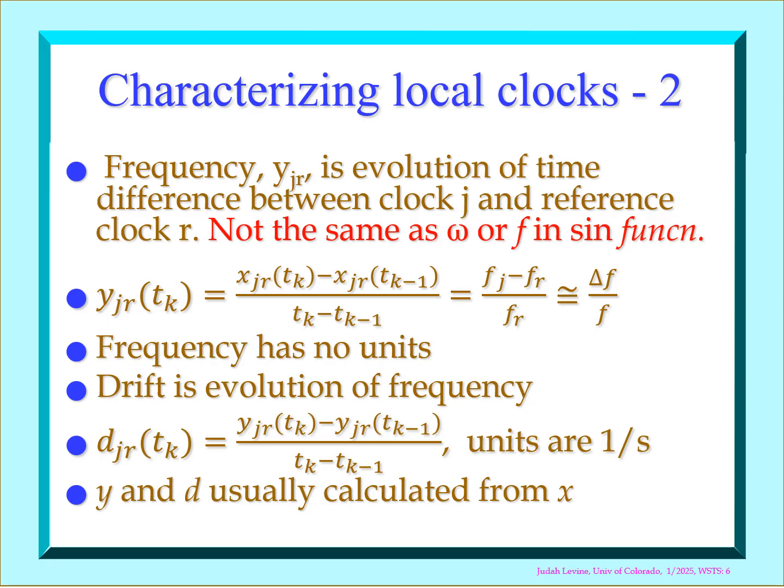Frequency is the ratio of quantities with the same units, a time in the numerator and a time in the denominator, so the frequency has no units. It is a dimensionless quantity. The drift term is the evolution of the frequency, and it's defined the same way. It's the difference in frequency between the previous time measurement, tk minus 1, and the current one, tk, divided by the elapsed time. Since the numerator is now dimensionless, the denominator has units of seconds. The units of drift are 1 over seconds.